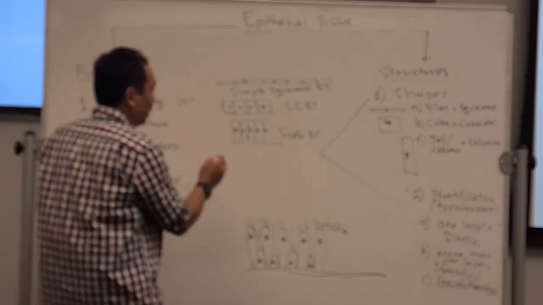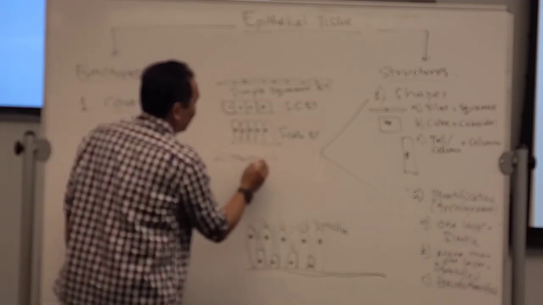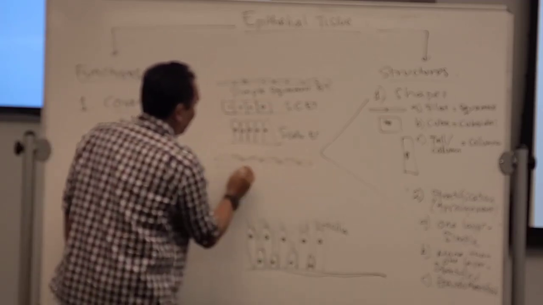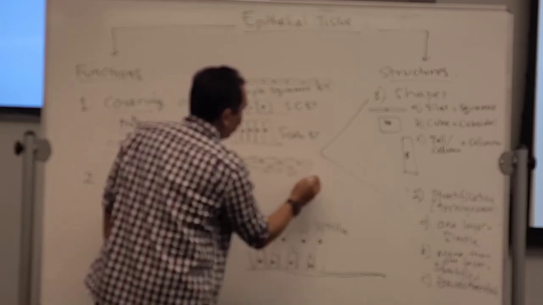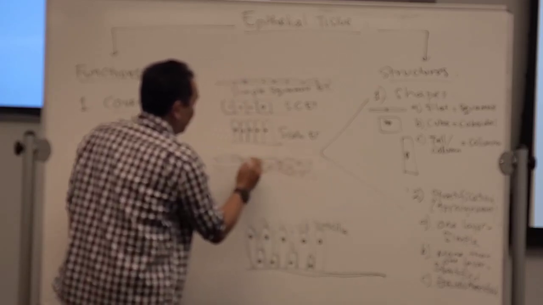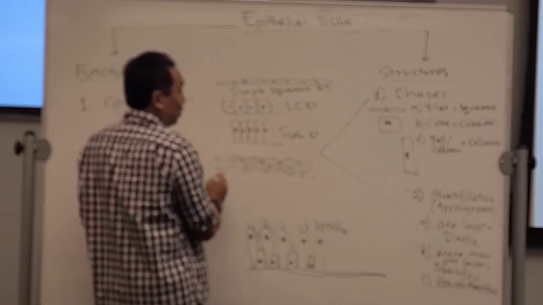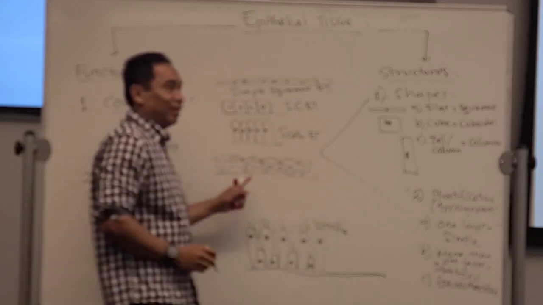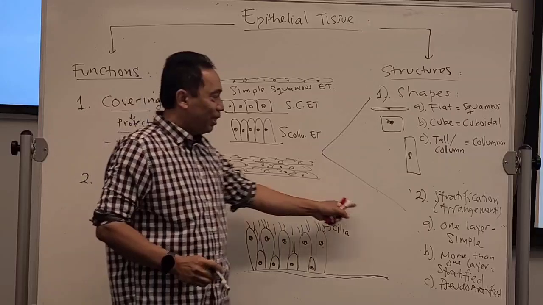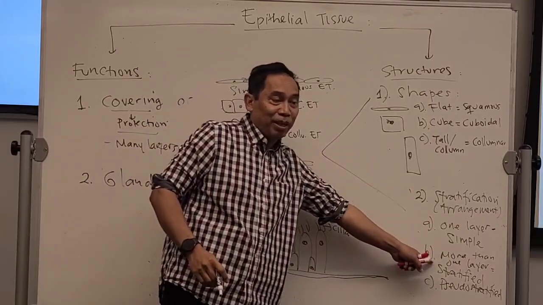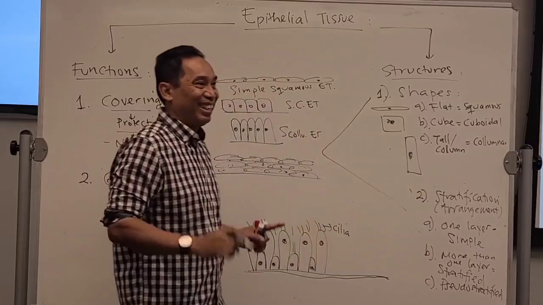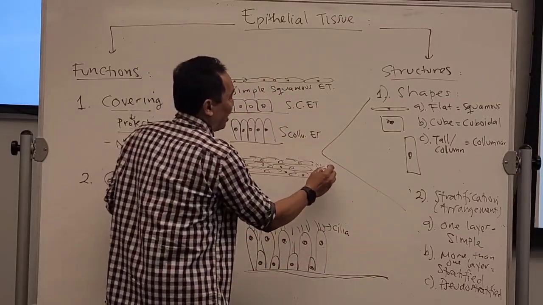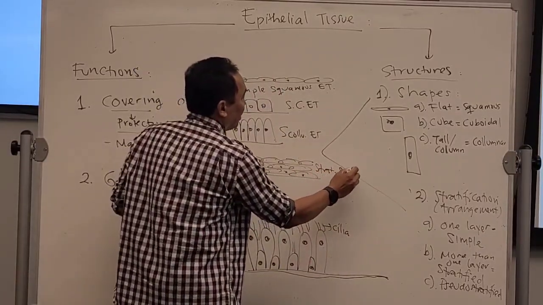If it is many layers, but most of the cells are flat, like in our skin, what do you call it? Stratified. Yes, using the arrangement first. Stratified squamous ET. Right? Stratified squamous ET.